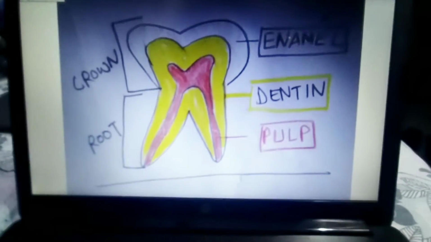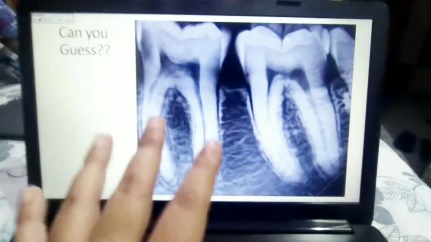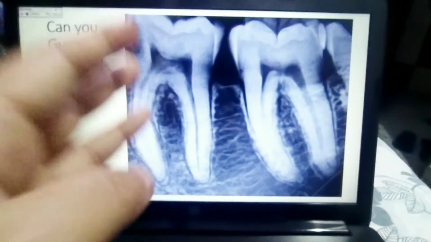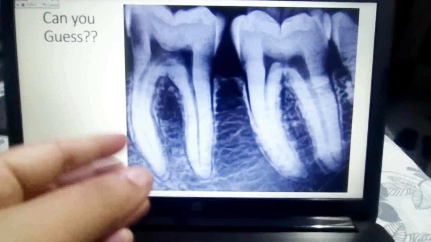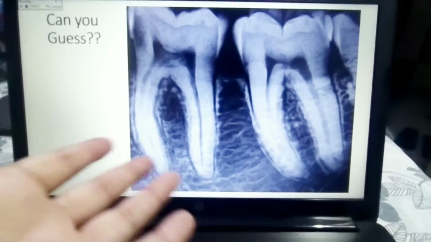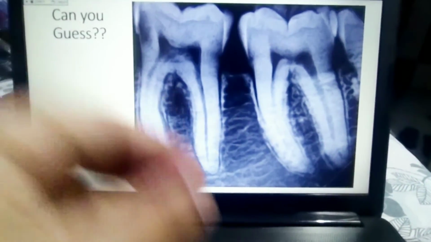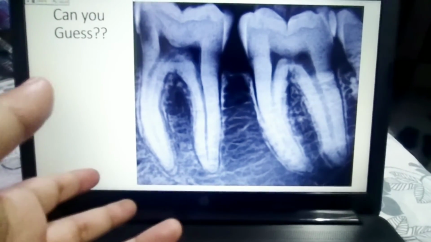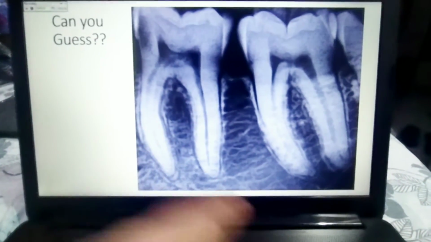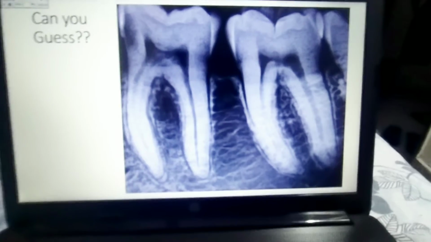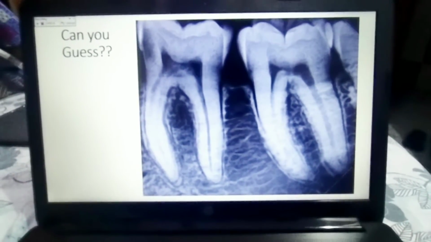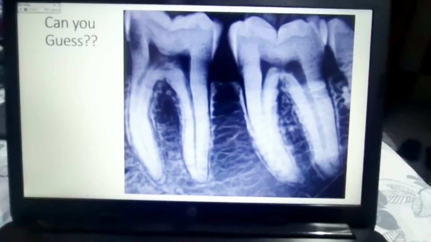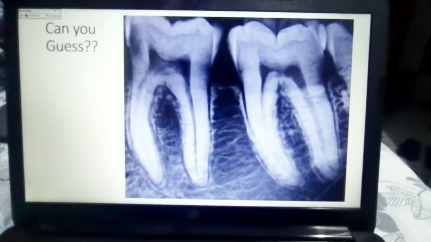Now how do you actually see it in an x-ray? Can you guess? This is an x-ray of one of my patients. Can you guess which is enamel, which is dentine, which is pulp, which is bone? And if you have a cavity, how does it look and where has it reached? I know it is going to be difficult to know right now, but after this video you'll have some idea about how to see your x-ray and remain vigilant when you are undergoing a dental treatment.